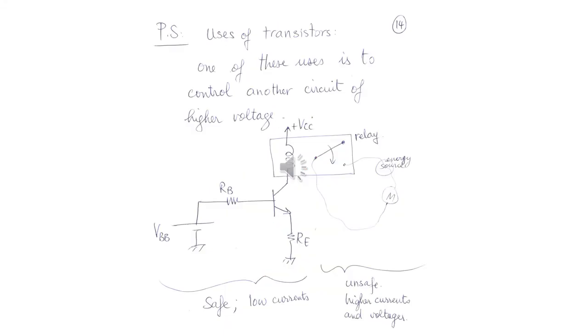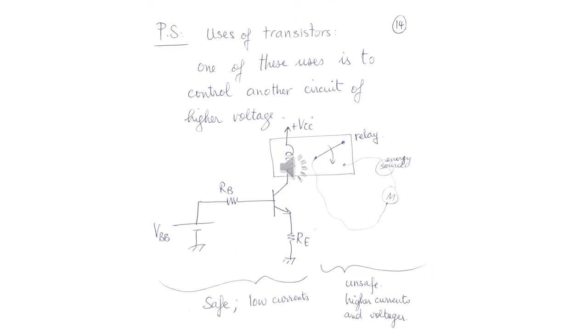Here I added a slide that I wanted to share with you. For you, it's a good example. Transistors are used for many purposes: amplification of current, on-off switching, remote control. One of these uses is to control another circuit of higher voltage and to work in a safe environment. For example, here you have the transistor with low currents, low voltages. It's very safe for you.